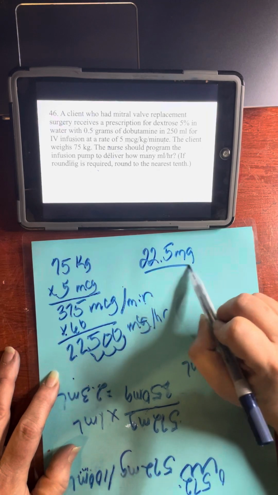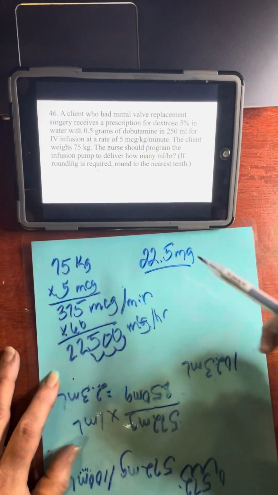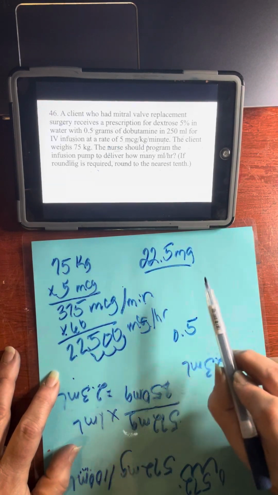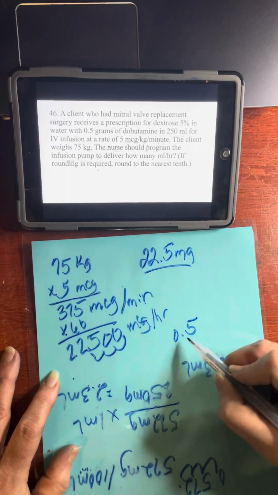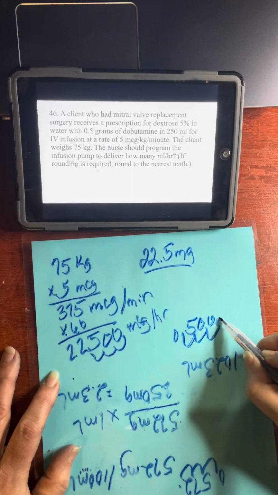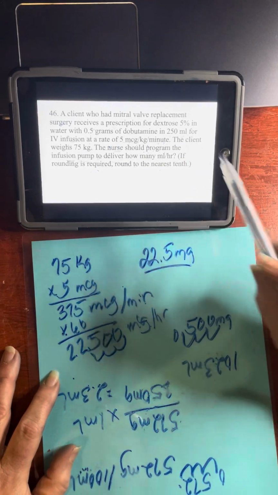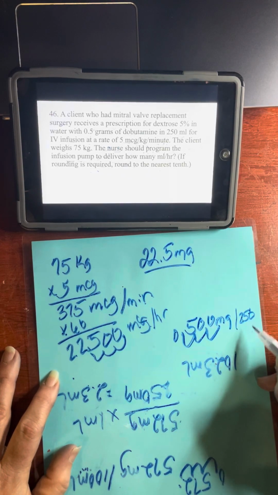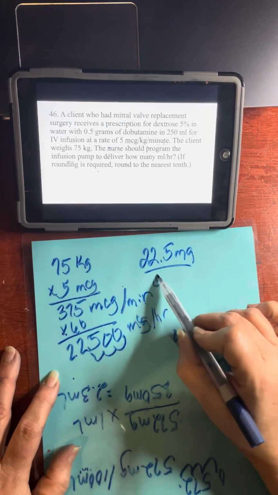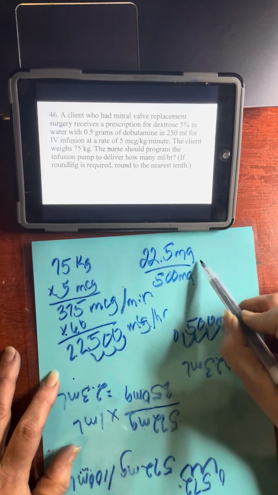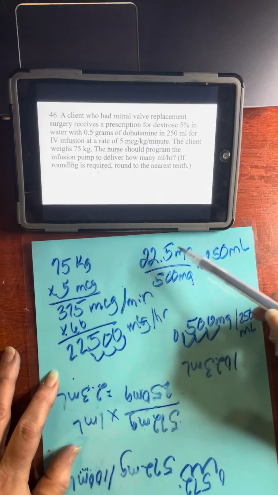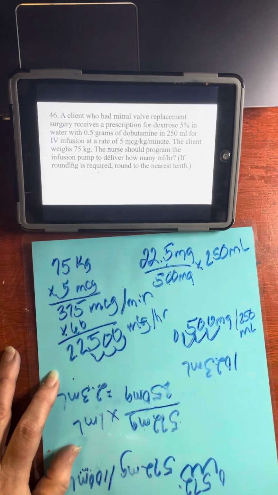That's the dose ordered. What I have in my hand is 0.5 grams. I'm going to convert that to milligrams. Going from grams to milligrams, you move your decimal to the right 3 places. 1, 2, 3. So that would be 500 milligrams in 250 milliliters. So he wants 22.5. What I have is 500 milligrams per 250 milliliters. And then we're going to do the math. This divided by that times this.